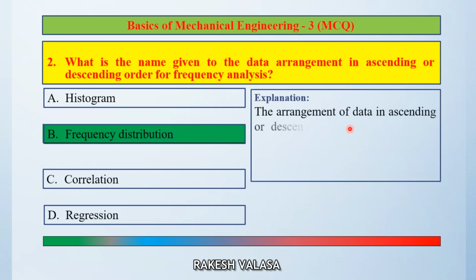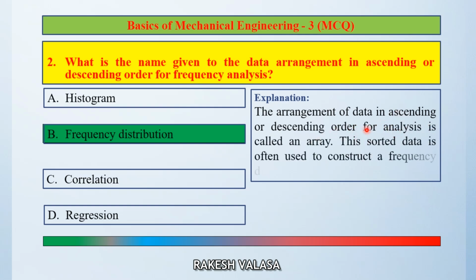The arrangement of data in ascending or descending order for analysis is called an array. This sorted data is often used to construct a frequency distribution. So the correct answer is option B frequency distribution.